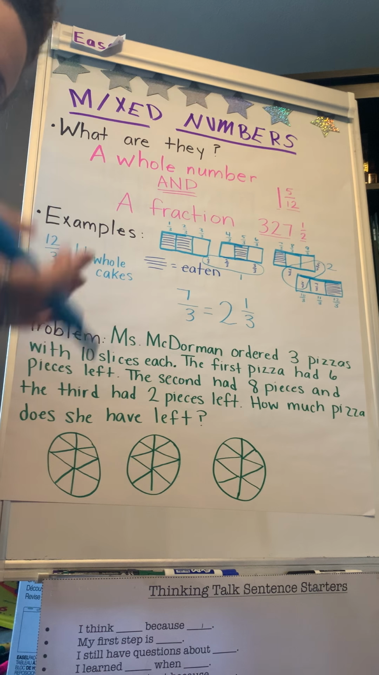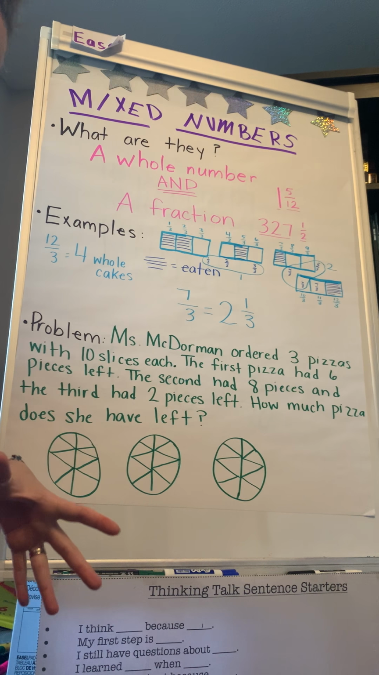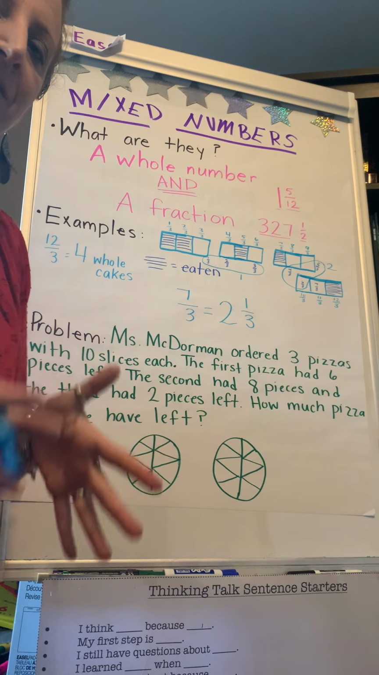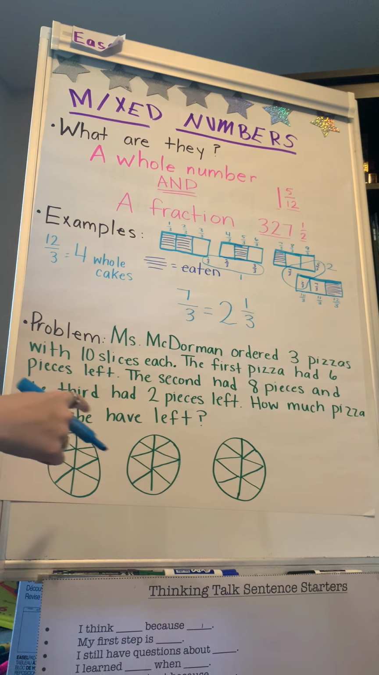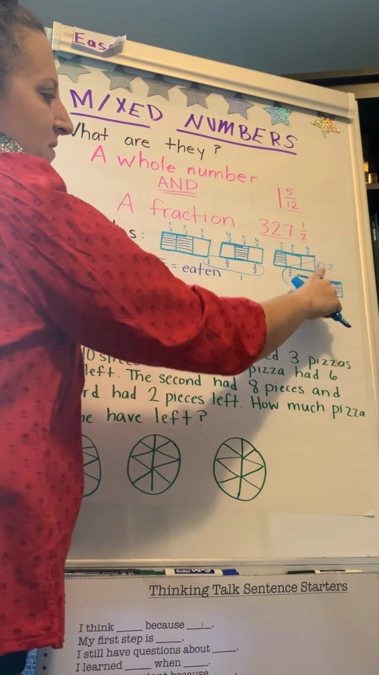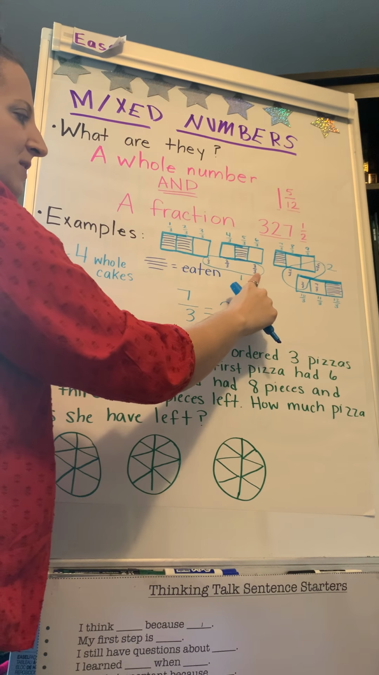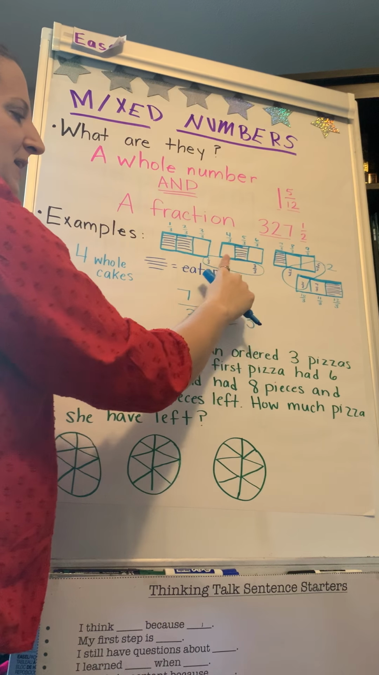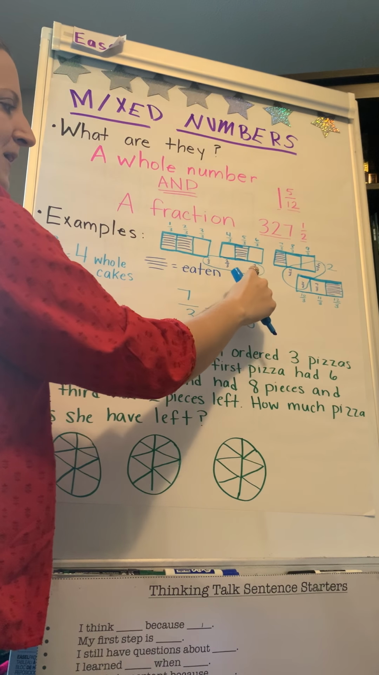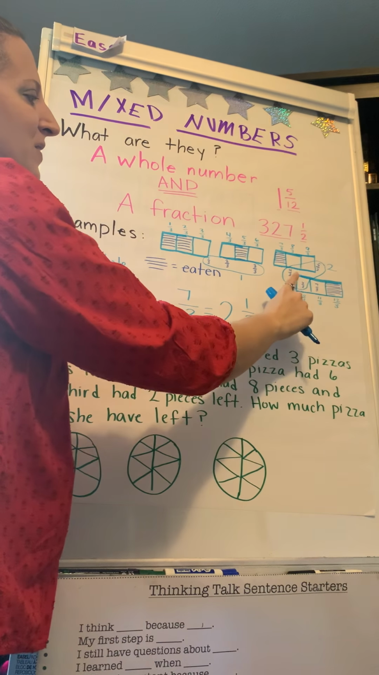I have 2 1/3 piece of cake left. That tells somebody you have 2 whole cakes, and then 1 piece out of 3 pieces of the last cake. So when we counted them, we had 7/3 left over. 1/3, 2/3, and 3/3 made up 1 whole cake. Those 3 pieces made up the 3/3 for the 1 whole.